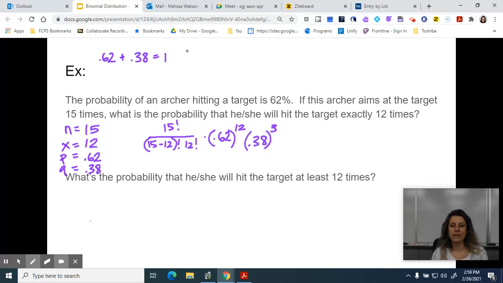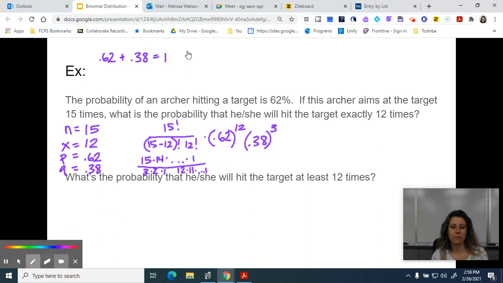Okay, let's go ahead and calculate that out. So 15 factorial. I'm not going to write out all those numbers. We're going to have 15 times 14 times all the way down to 1 over 15 minus 12, that would be 3 factorial. So 3 times 2 times 1. And then 12 factorial. So 12 all the way down to 1. Oops, I don't need that exclamation point anymore. Let me erase that out of there.